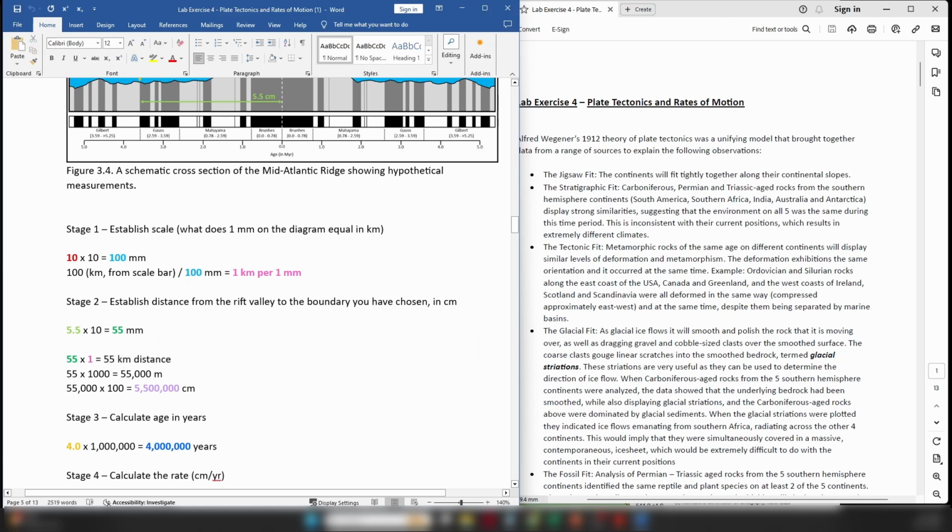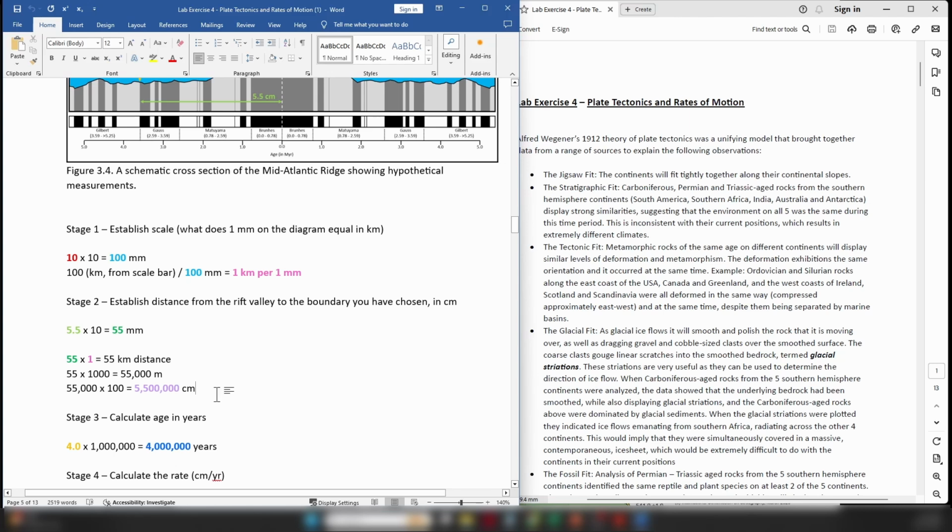Now, remember what I said earlier, we need to take that distance in kilometers and convert it into centimeters because our rate is going to be in centimeters per year. So here we go. We know we've got 55 kilometers. We're going to multiply that by 1,000, and that's going to give me the distance in meters. So in this case, 55,000. I'm then going to take that distance in meters, multiply it again by 100, and I'm going to get the distance in centimeters. So the actual distance from the spreading ridge here to the point on the seafloor, which we are measuring from, is 5.5 million centimeters.